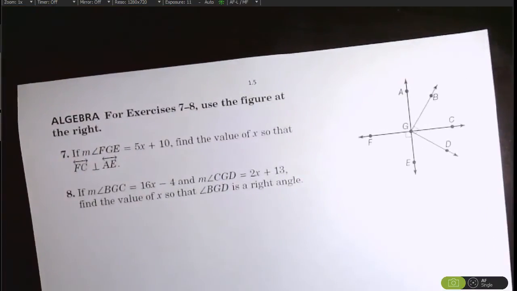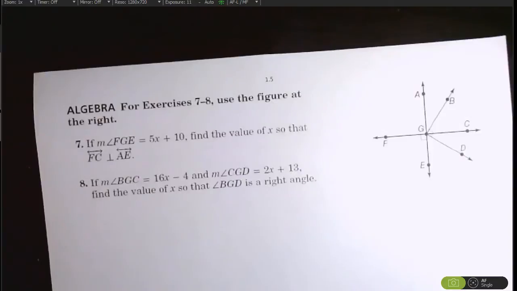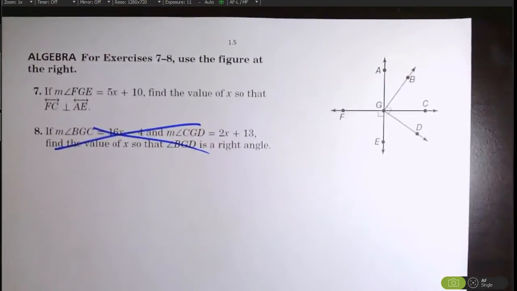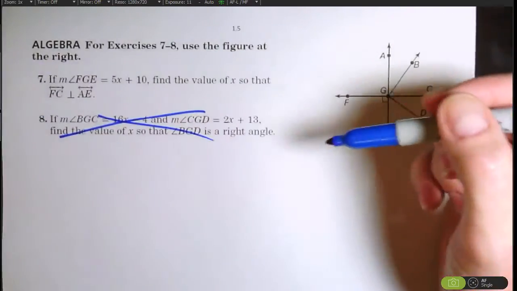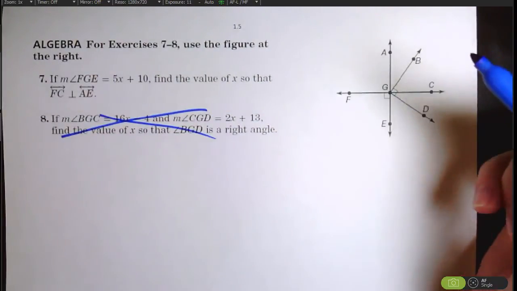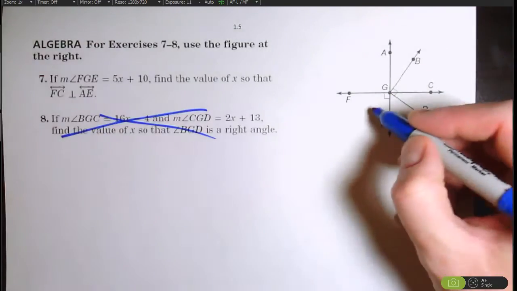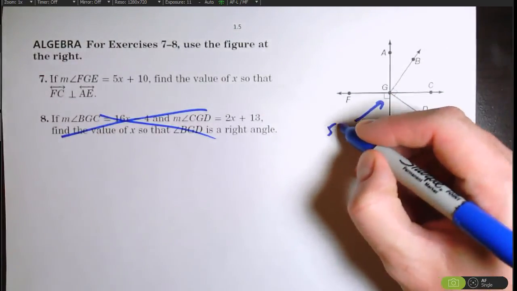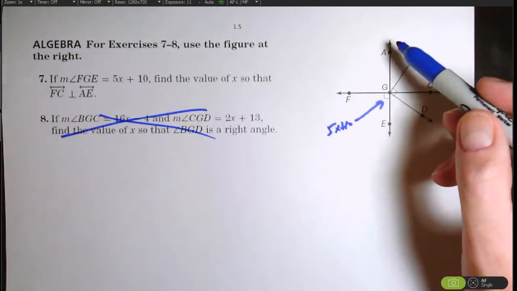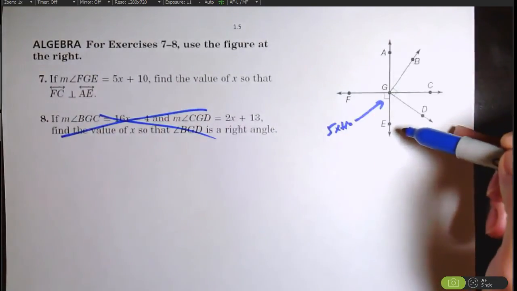All right. And then we'll do number 7, because I don't have to do all these because, again, this is getting too long as it is. If the measure of angle FGE is 5x plus 10, okay, so here's FGE, 5x plus 10. Find the value of x so that FC and AE are perpendicular.